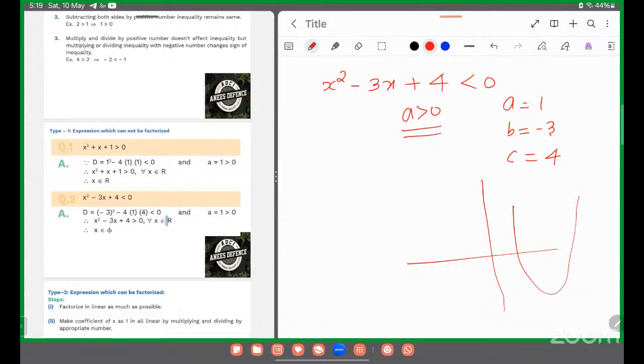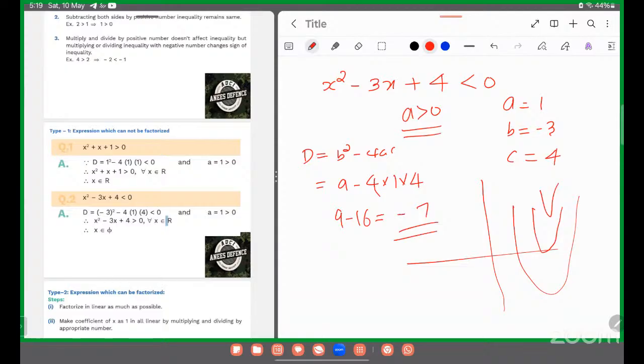That means there are three possibilities. But which one? First one, second one, third one. So for that you have to calculate D. D equal to b square minus 4ac. So b is minus 3, square is 9, minus 4 into a is 1 and c is 4. It will become 9 minus 16, which is minus 7. So you are getting D less than 0.